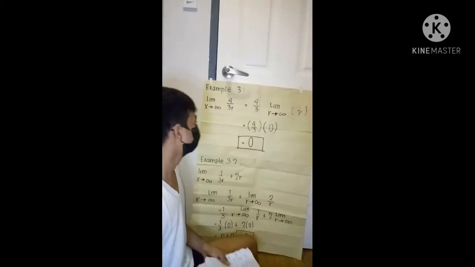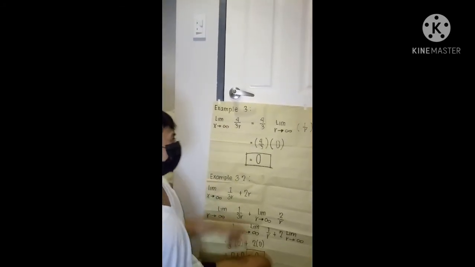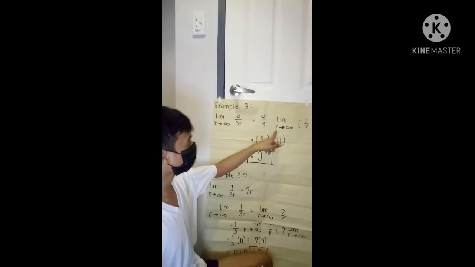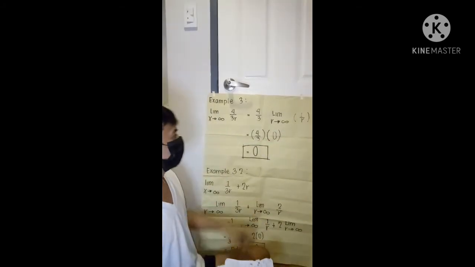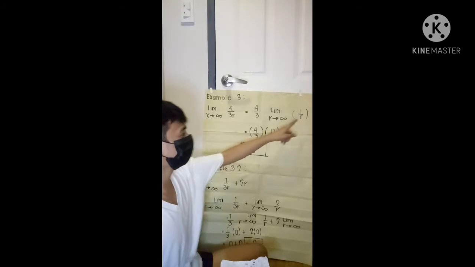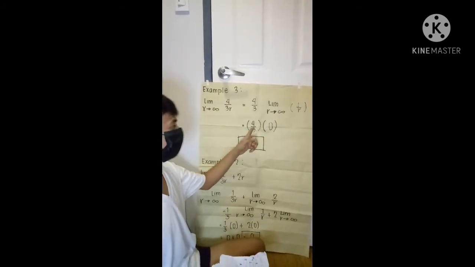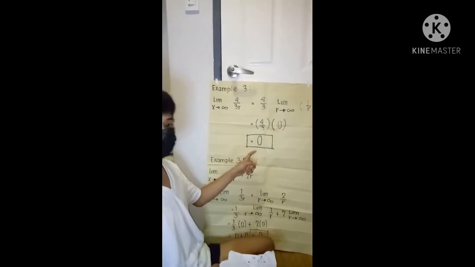Proceed to example number 3. The limit of 4 over 3r as r approaches infinity equals 4 over 3 times the limit of 1 over r as r approaches infinity. Then, bring down the 4 over 3, times 0, which is the equivalent of our 1 over r. Then, we just multiply: 4 over 3 times 0 is equal to 0.